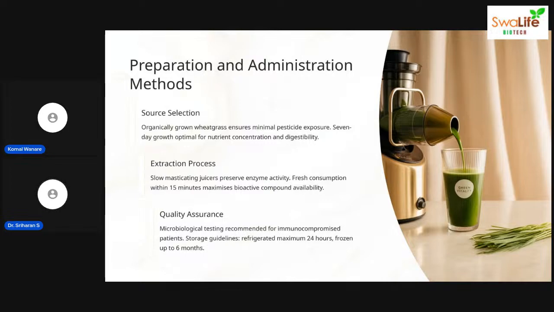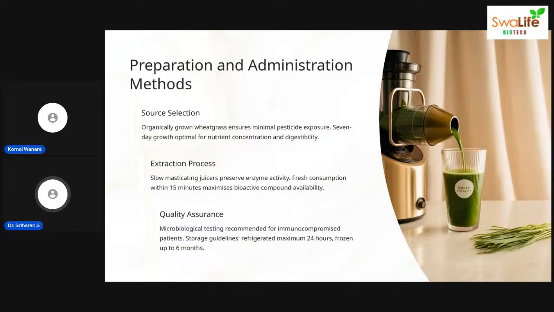Extraction method. For extraction, it is simple: we extract it using a mixie or our juice maker. If you consume the fresh juice within 15 minutes, it is very useful. Why? Because a lot of the bioactive compounds are in an active state while we drink the fresh juice.